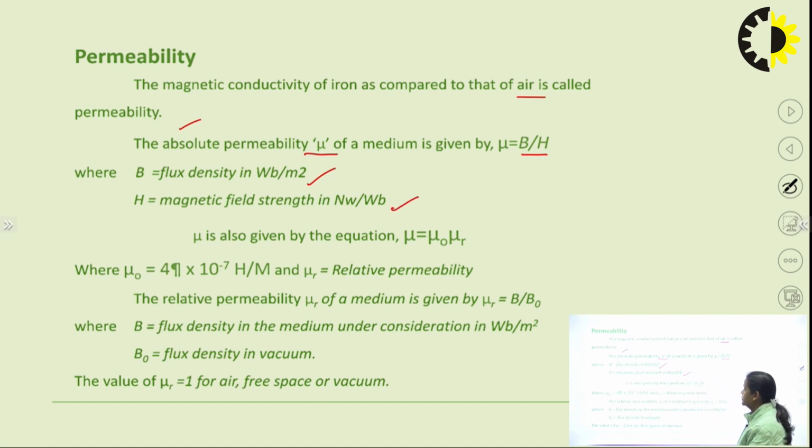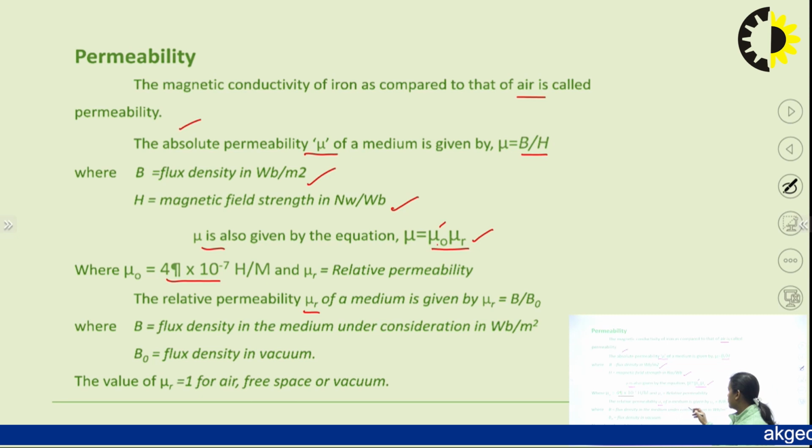The value of mu can be calculated as mu naught into mu r, where mu naught is 4 pi into 10 power minus 7, and mu r is relative permeability. The relative permeability mu r of a medium is given by B by B naught, where H is constant. Here B is flux density in the medium under consideration, and B naught is flux density in vacuum.